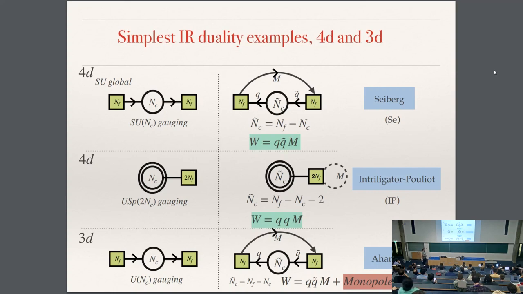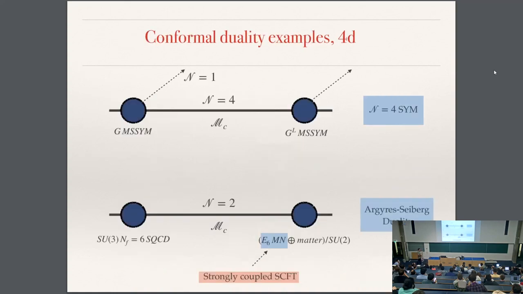And in 3 dimensions, you have additional things that you can do. And the duality works in such a way that the superpotential that you need to turn on for this duality to work involves monopole operators. So there are a lot of examples that one can consider.